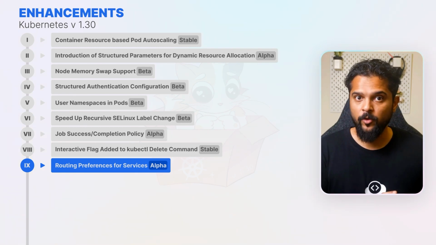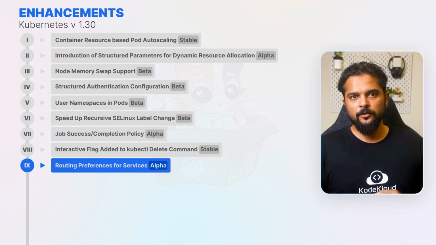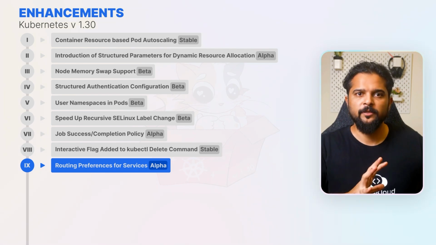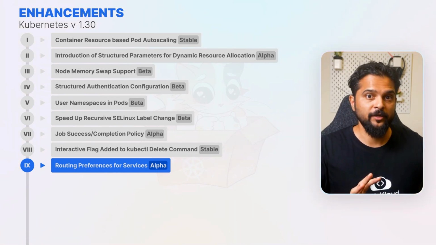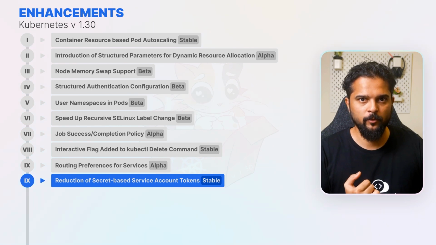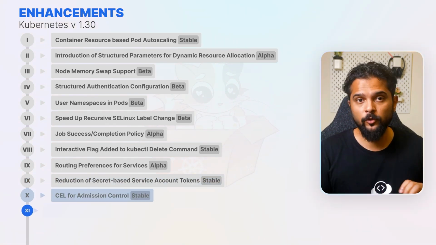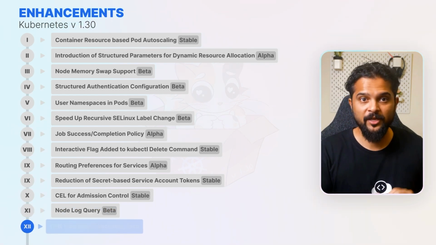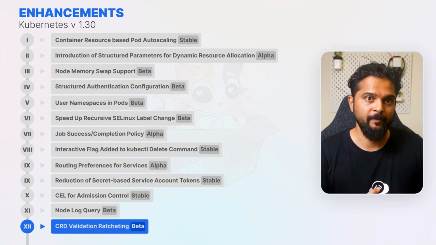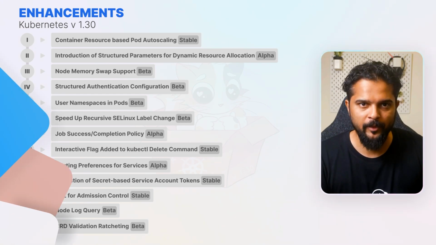Now, apart from the above-mentioned highlights in Kubernetes 1.30 release, there are several features that have graduated to stable that we have already discussed in the last releases like 1.29, 1.28, and 1.27. So let's look at some of the major ones that we discussed in our previous release videos and now are stable and in beta. So one is reduction of secret-based service account tokens, which now moved to stable. The CEL for admission control is now stable. Node log query is now in beta. CRD validation is in beta.